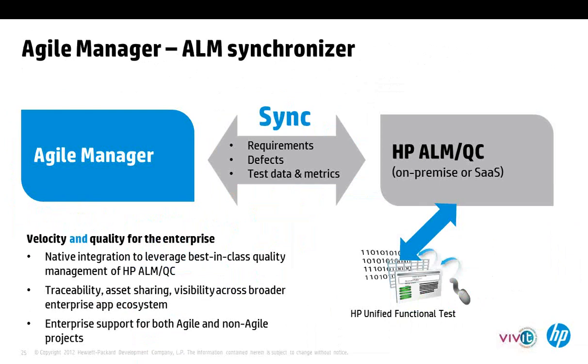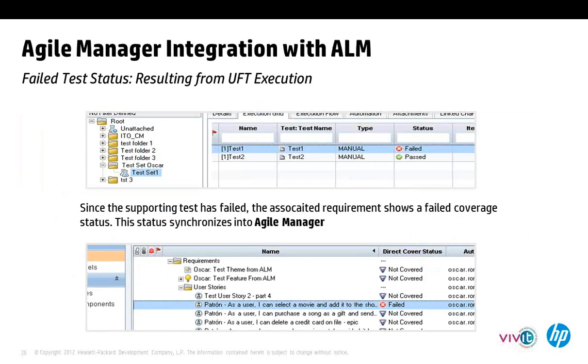Same way with defects, that the Agile Manager tool holds the defects that the developers are working on, can be synchronized with defects in QC. But more importantly, the test data and metrics that are captured in Quality Center would then be sent back to Agile Manager so that the developers also have a view of what test cases have been executed and what metrics have been achieved. So this is a complete 360-degree traceability, and I'm just showing you here a screenshot of a test that failed in ALM or Quality Center against a particular requirement.